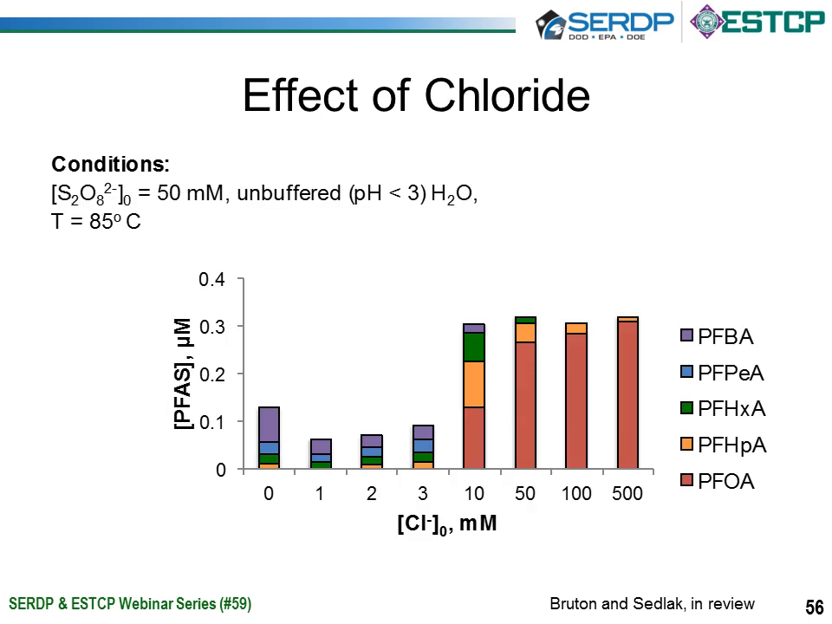Natural waters also contain chloride, and we know that sulfate radical reacts with chloride, often forming chlorate as a byproduct. What you can see in this experiment is that if we have high concentrations of chloride present, we also don't see conversion of PFOA. When we start with 50 millimolar persulfate and we had chloride concentrations of 50 millimolar, we get very little transformation. That's because the sulfate radical is preferentially reacting with chloride. Now, most natural waters, most groundwaters that would be candidates for drinking water have chloride concentrations that are considerably lower than 10 millimolar, so it's not an issue.